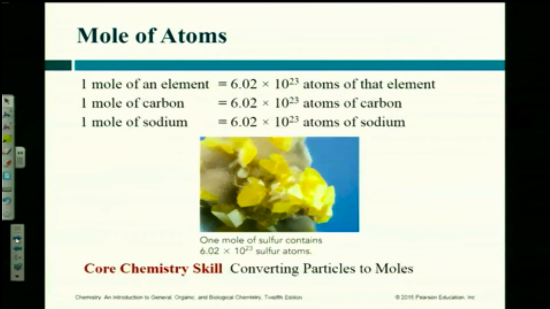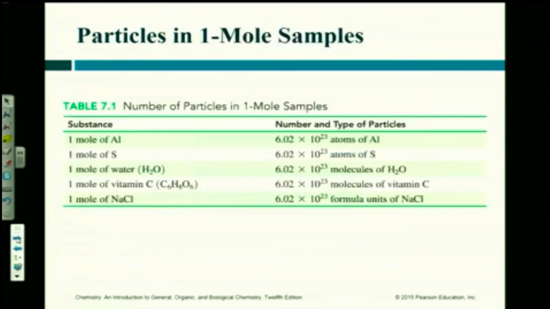All right. If you have 1 mole of anything, you have Avogadro's number of it. So you could have a mole of carbon. You would have 6.02 times 10 to the 23rd atoms of carbon. You could have a mole of sodium. You would have 6.02 times 10 to the 23rd atoms of sodium. It doesn't matter what substance you have. If you have 1 mole, this is how many atoms you have. Or if you have molecules, you would have 6.02 times 10 to the 23rd molecules.